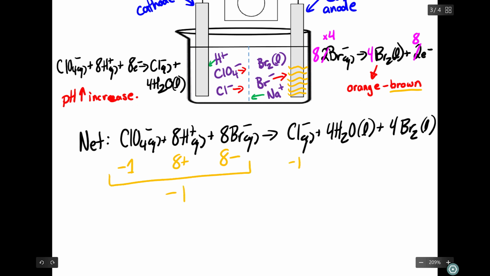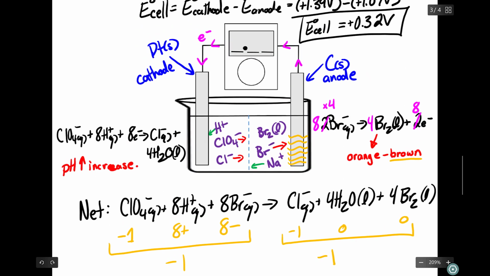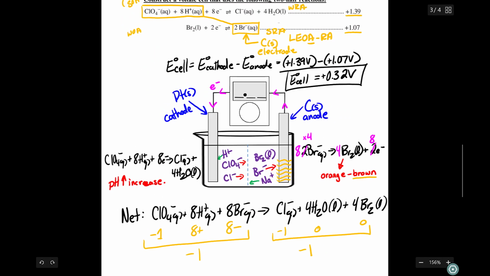This is -1. This is 0. This is 0 for a grand total of -1. So there we are, our entire cell complete. All the questions we could possibly be asked are done.